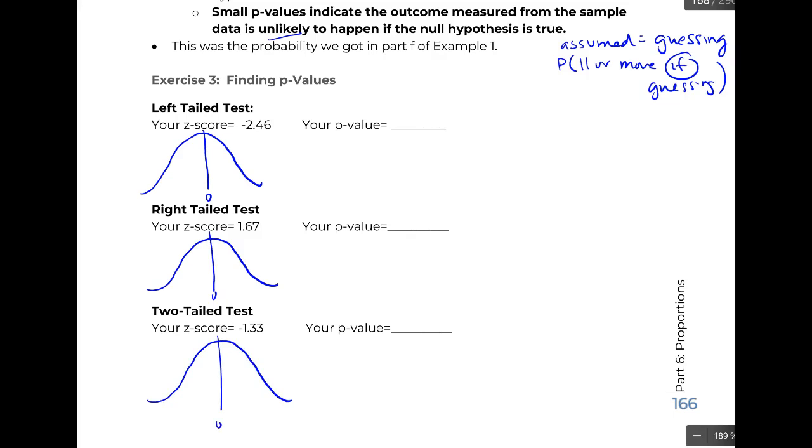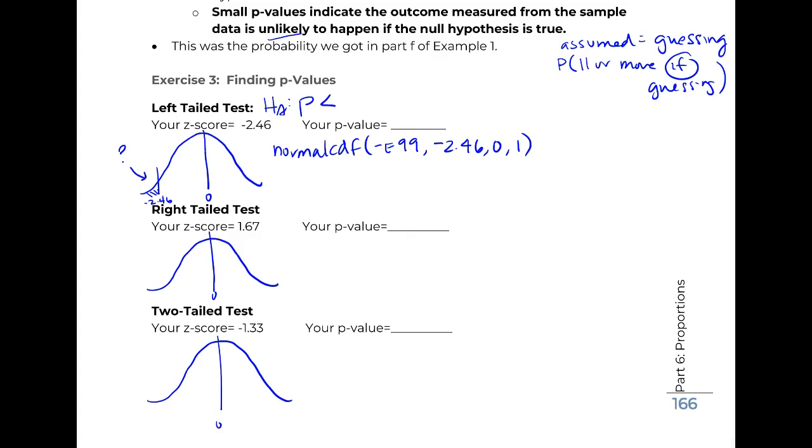The first one, we're doing a left-tailed test. So that means our alternative was that p was less than some value. So once we get out this z-score of negative 2.46, we'd be interested in the left side. And if you want to find that probability, you could, of course, use normal CDF, with the lower bound of negative infinity up to negative 2.46, with a 0 and 1 as our two values.